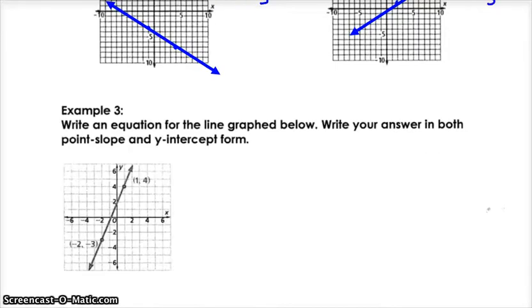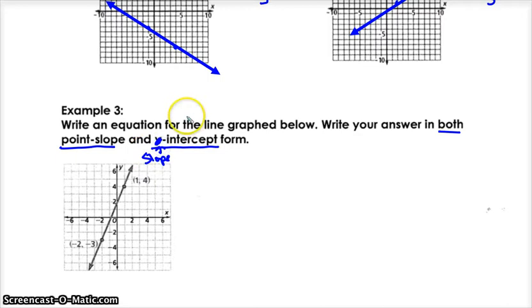All right, example number 3. In example number 3, we want to write an equation for the line that's graphed below, and we're going to write it in both point-slope and slope-intercept form.